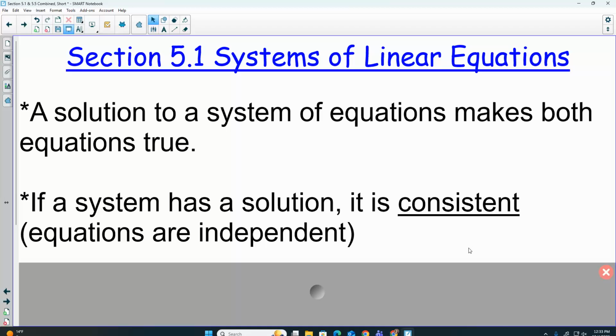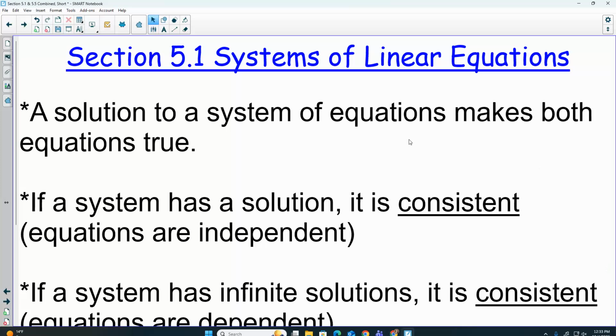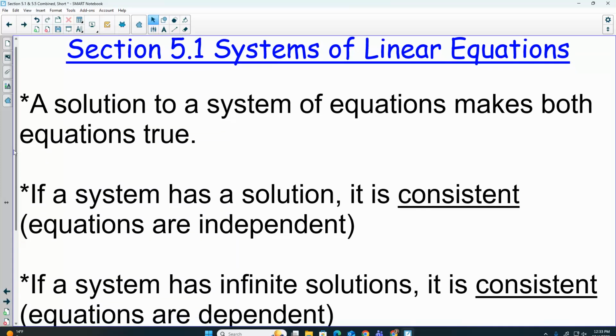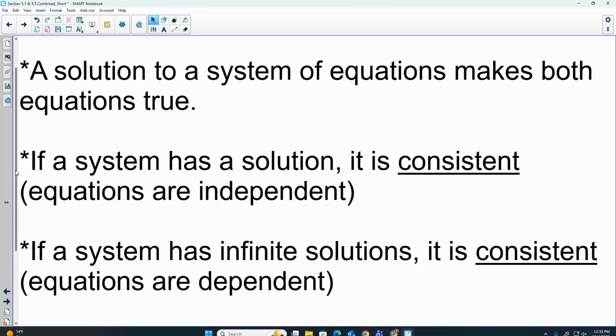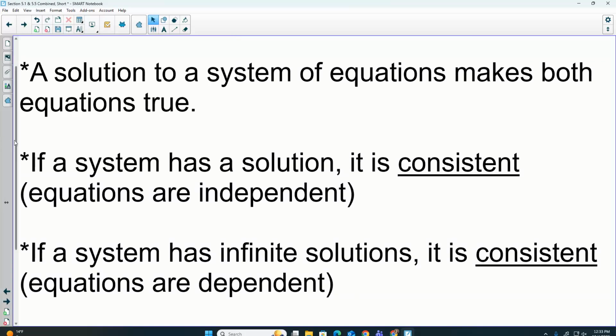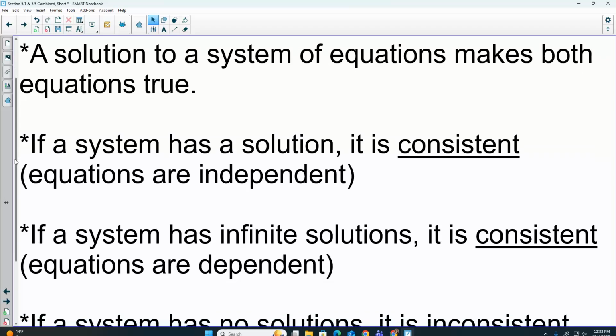You have two different equations, independent equations. If it doesn't have a solution, it's inconsistent. And if it has infinite solutions, it's consistent because we got a solution, but they are dependent.